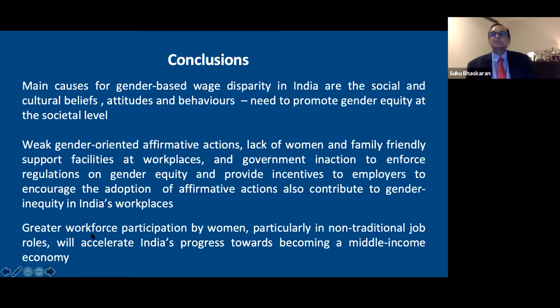So what are the conclusions that we can draw from this? The main cause for gender wage disparity in India is cultural beliefs, attitudes, and behaviors. We need to promote change at the societal level.